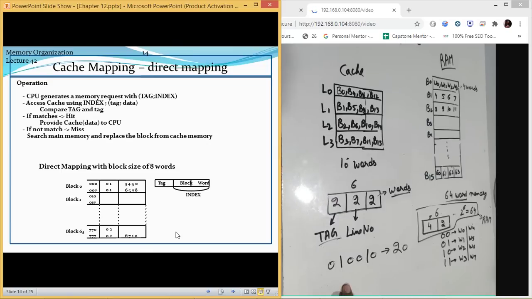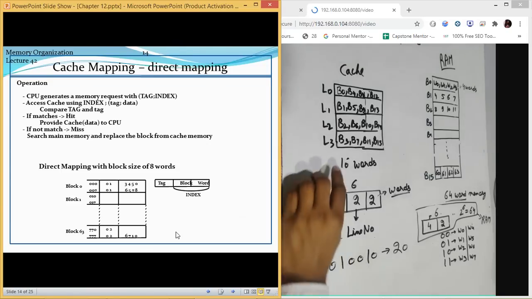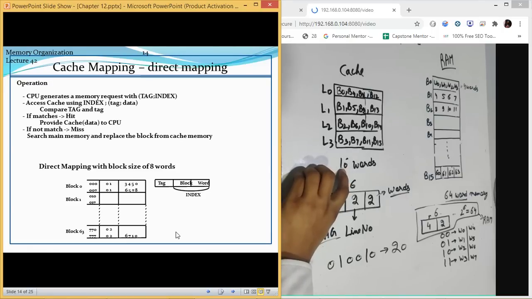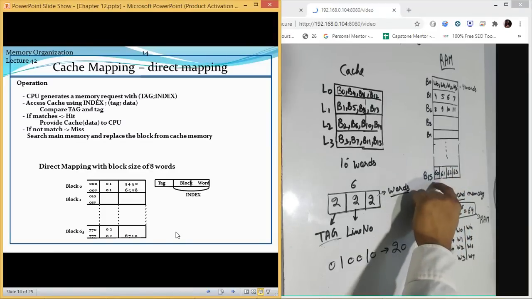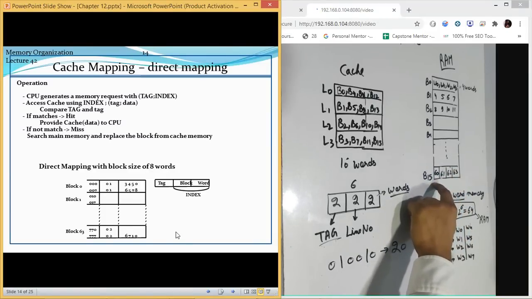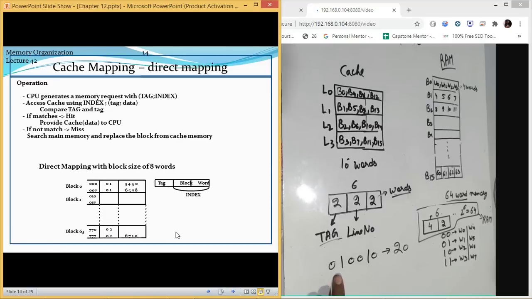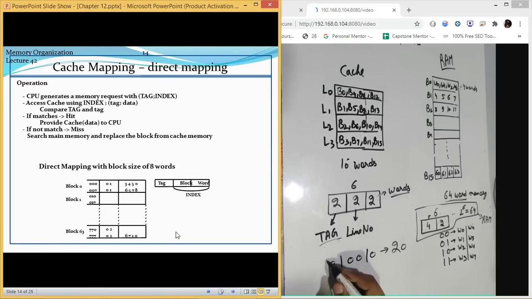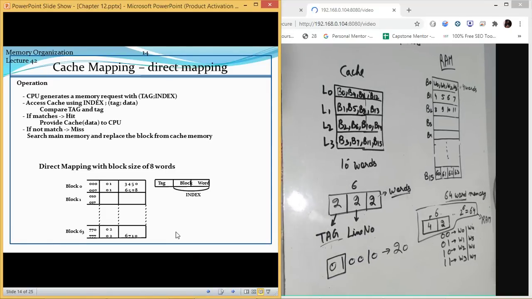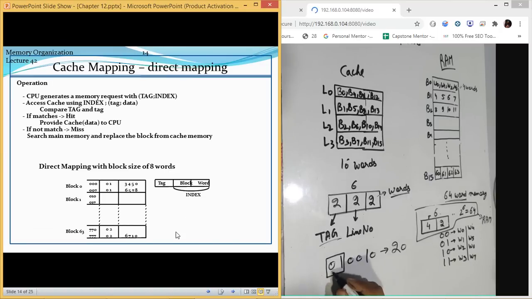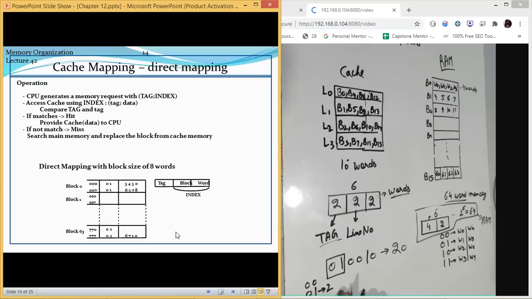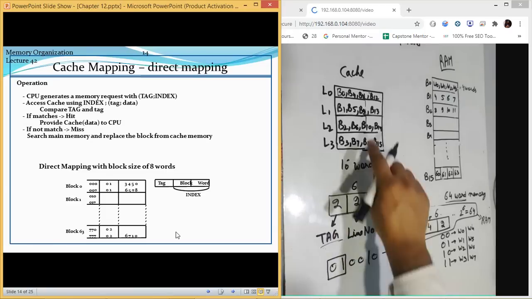This is 20. So now how do we find out whether it is present at this place or not, or whether we have to go and search at this place? How can we do that? See, this is representing the tag. Now this tag is 0, 1, which means if this thing is present, it should be present at the second word. Sorry, second location.